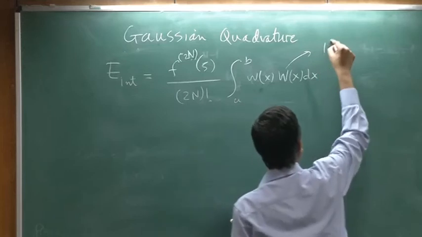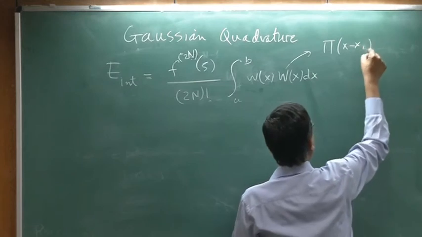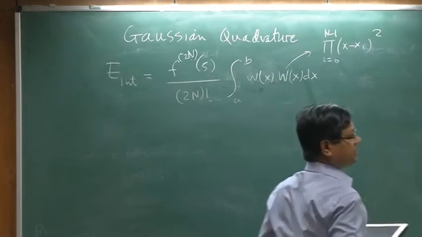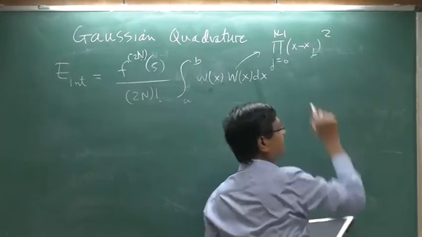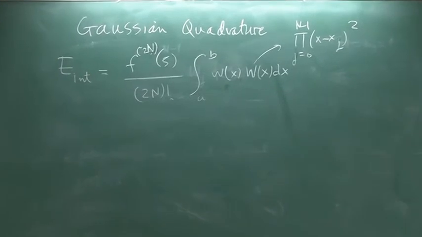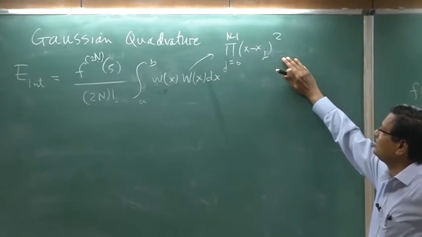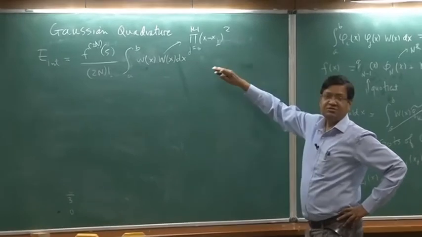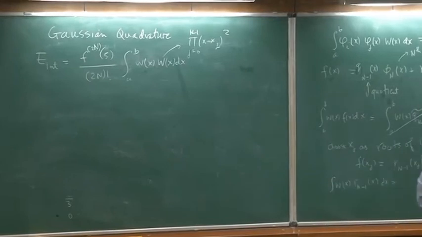And this one is product x minus xj whole square. Okay, so xj's are the roots, but squared. So this is a higher order polynomial, 2n minus 1 order polynomial, right? 2n minus 2. So this is very accurate. The higher the order of the error, the more accurate the series.